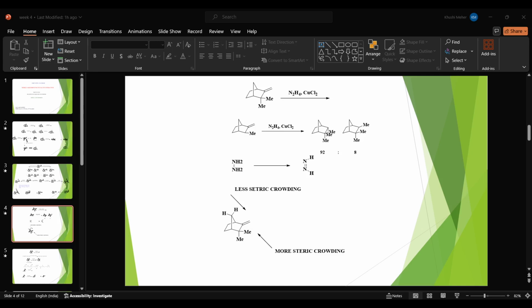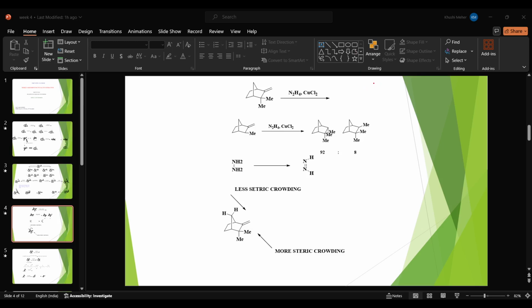DFT calculation. Do you know what is DFT calculation? DFT, density functional theory. You don't know? Okay, maybe in MSc, you should know that. But okay, we call it density functional theory.